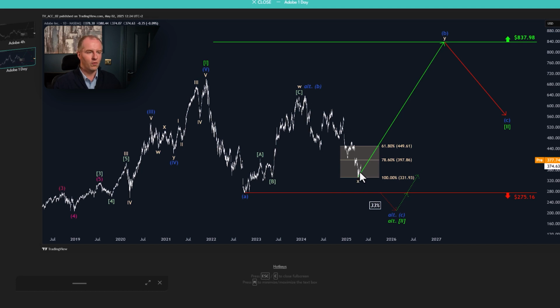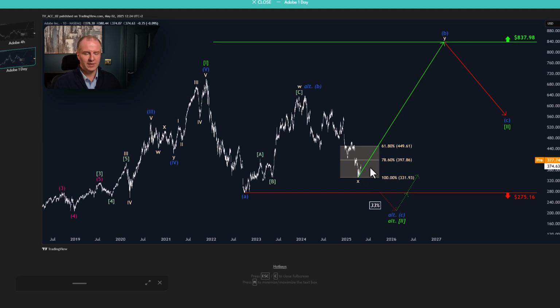As you can see, the overall correction already started end of 2021, and it was an A wave, a B wave and a C wave in our alternative scenario, and that would be part of a larger degree wave 2 correction. But the blue scenario, in which we already topped in a B wave and we're now coming down in a C wave, is only assigned a 33% probability, which means that a break below $331 would confirm this further, because we are now in a trading area, in a trend reversal area.